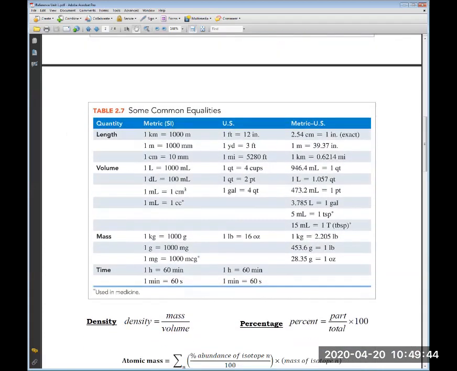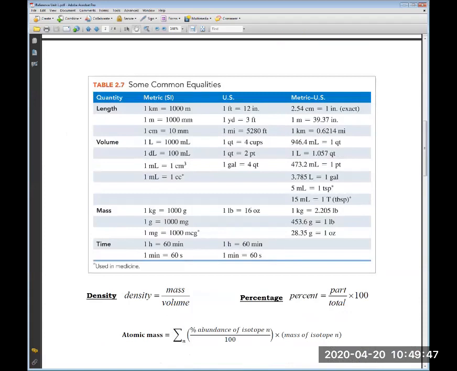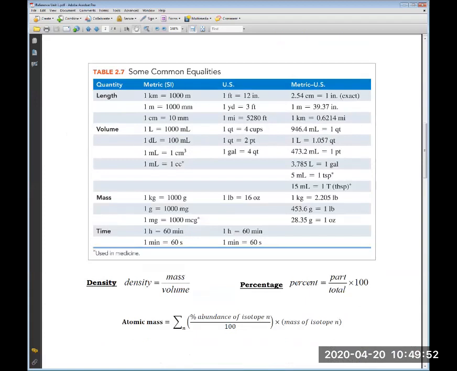So you want to go into the table where you have both metric and US. We said grams and ounces are mass, so you want to look into the rows where you have mass, towards the bottom of the table. It's not metric to metric, so it's not the first column. It's not the second column because it's not US to US. It's metric to US, so you want to look at the third column and the rows for mass. And here you can find 28.35 grams equals 1 ounce. So that's what we will use.